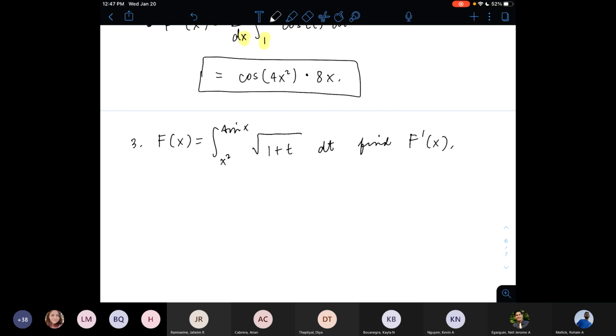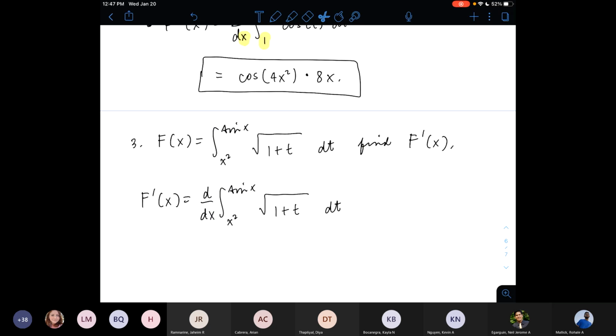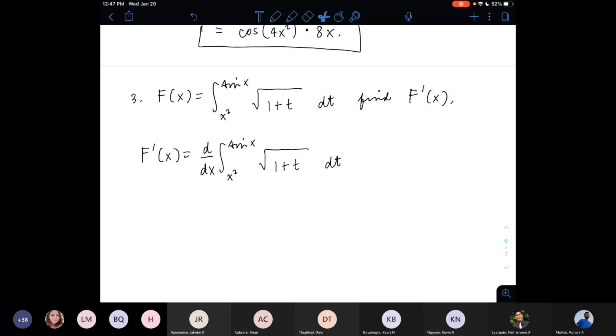Okay, so here we need to find F prime, but remember F prime is simply the derivative of the given function. So we simply need to differentiate this. If we check if we can apply the fundamental theorem, we'll realize there's a big problem here. Lower bound is a variable. Upper bound is also a variable, or it's also a function. But remember, the fundamental theorem requires one of the bounds to be a constant. So it seems that we have a big problem here because we don't have a constant bound.